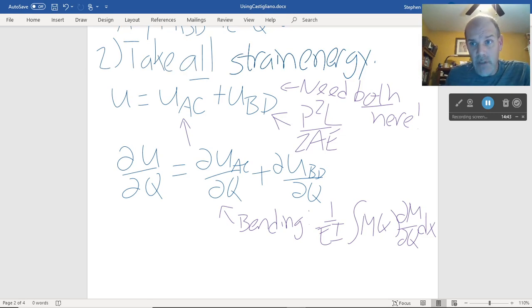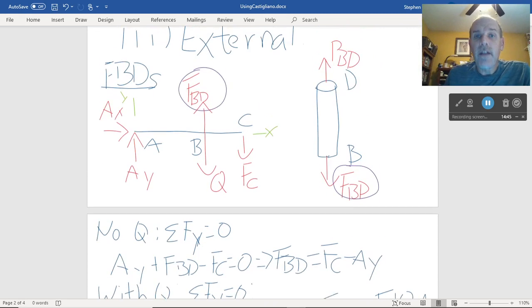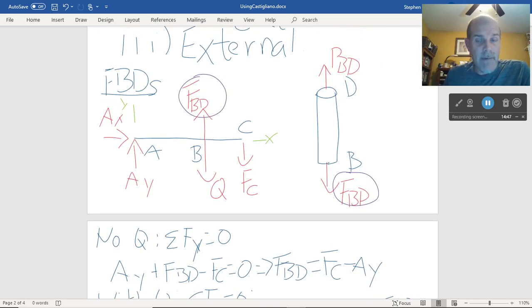That's why I'm a huge fan, scrolling up, of drawing all the free body diagrams. That reminds me, I have AC that's bending, and I have BD that's stretching. Why don't I account for both of them? Right? That's what that tells me.